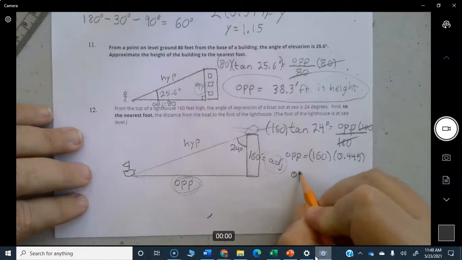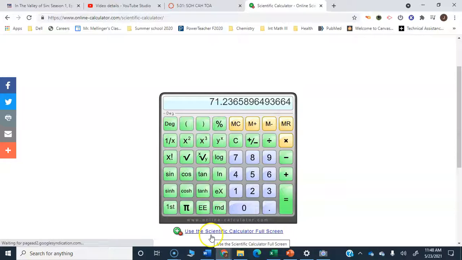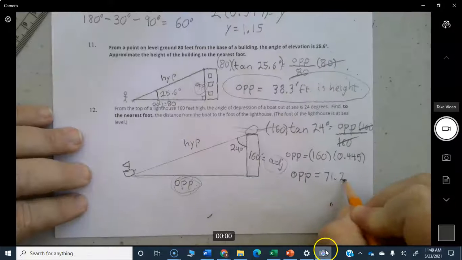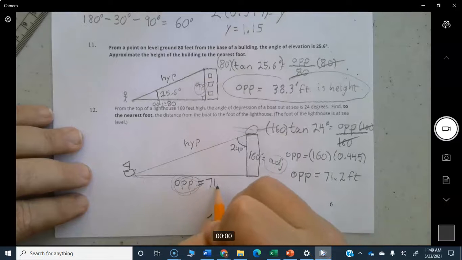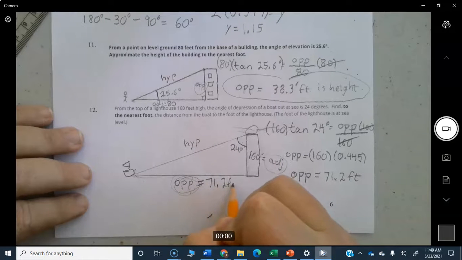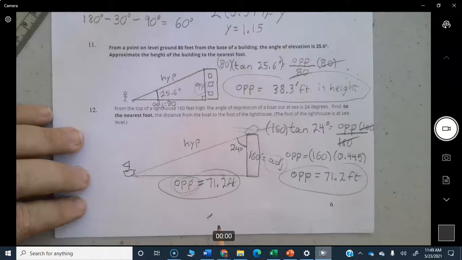And so the opposite, which is what we're looking for, is 71.2. And that's feet. So this is 71.2 feet. And that's what the question's asking for, so that's our final answer.